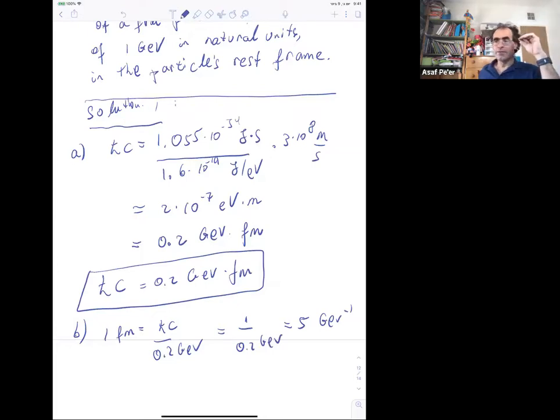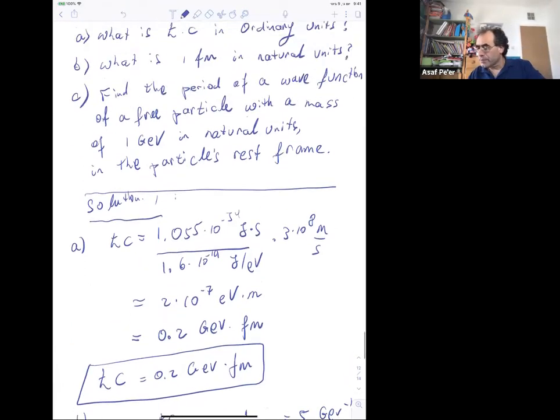All right. So again, you see that these things match very nicely into numbers of the order of unity when we speak about GeVs and femtometers. Okay, part C of the question: find the period of a wave function of a free particle with a mass of 1 GeV in natural units, in the particle's rest frame.